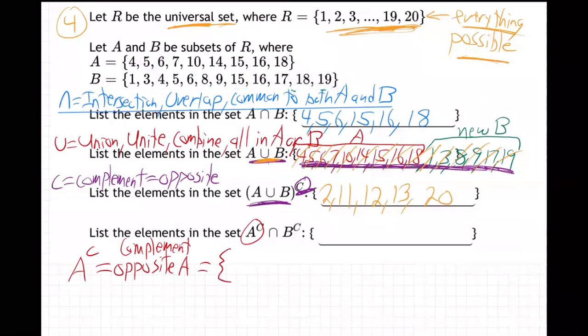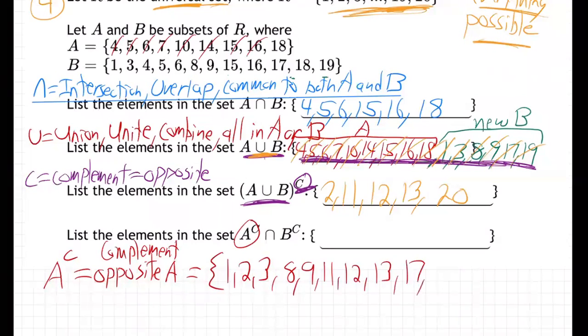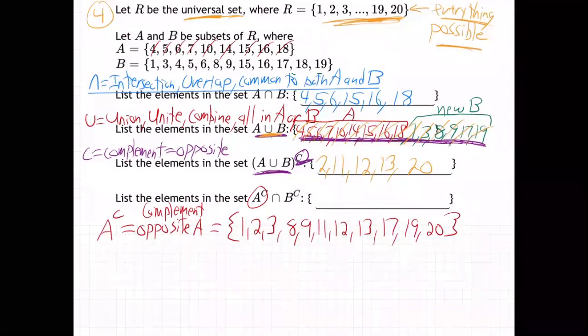So I'm going to go 1 through 20. So 1, 2, and 3 are not there. But they do have 4, 5, 6, 7. And then 8 is not there. 9 is not there. 10, they've got 11, 12, 13, 14, 15, 16, they've got 17, 18, they've got 19, and 20. Good so far. So that's the opposite of A. I just went right down A and took all the opposites. Okay.